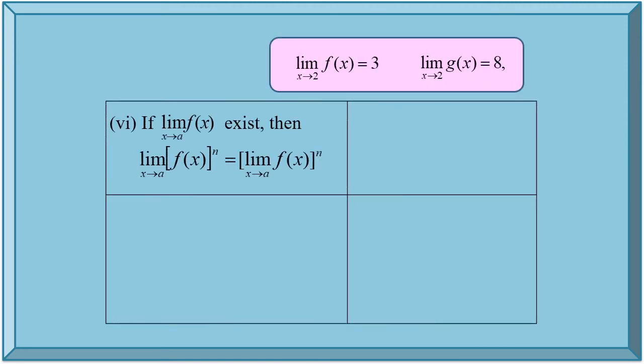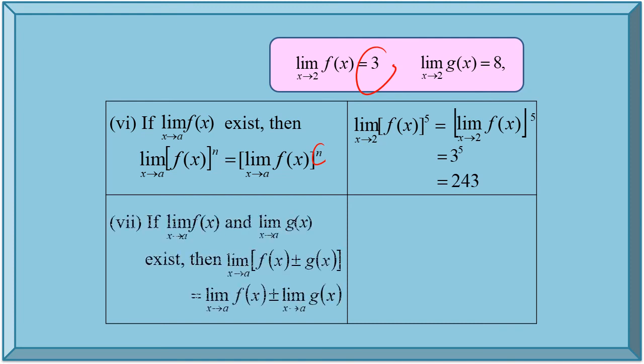So the next one is, if the limit of f(x) as x approaches a exists, then the limit of f(x) to the power of n as x approaches a is equivalent to the limit of f(x) as x approaches a, all to the power of n. So we find out the limit for f(x) first. Let's say we have the limit of f(x) to the power of 5. We can say that it is equivalent to the limit of f(x), the limit itself, to the power of 5. So what is the limit of f(x) as x approaches 2? It's equal to 3. So it will be 3 to the power of 5, which is equal to 243.